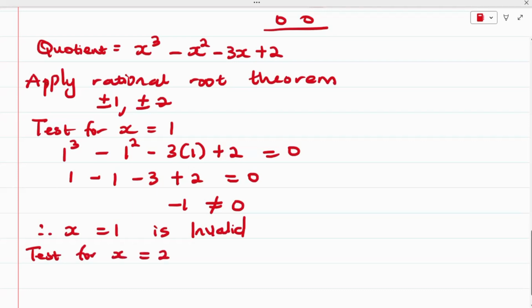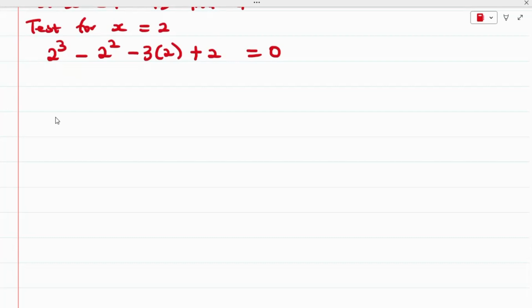Alright, so we want to simply test for x equals 2. So for x equals 2, we have 2 raised to the power of 3 minus 2 raised to the power of 2 minus 3 multiplied by 2 plus 2, and this is equal to 0? So 2 raised to the power of 3 is 8, minus 2 raised to the power of 2 is 4, minus 3 multiplied by 2 is 6, plus 2. 8 minus 4 is 4. 4 minus 6 is minus 2. Minus 2 plus 2 is 0, which is equal to 0.